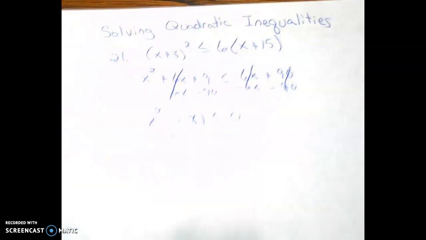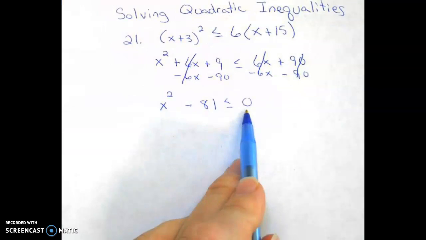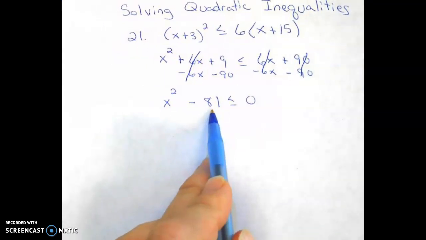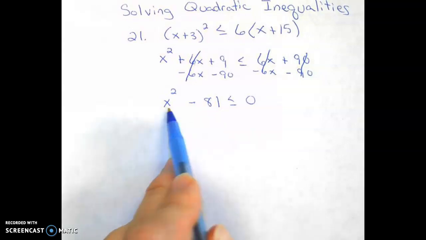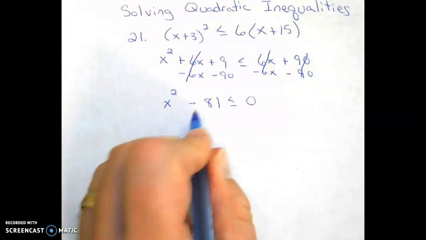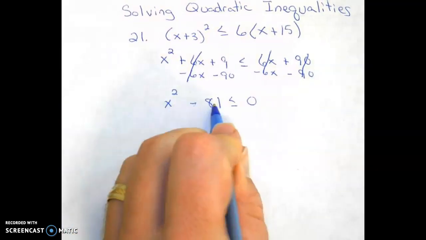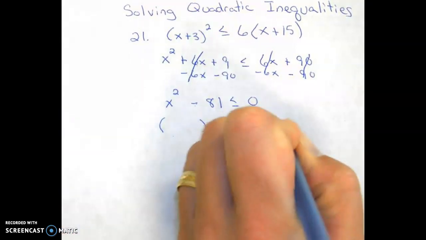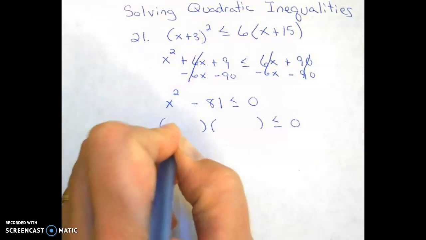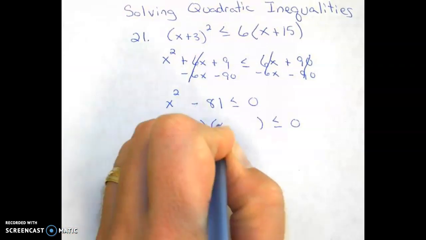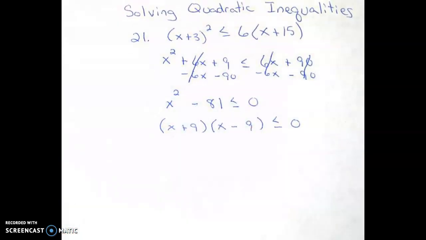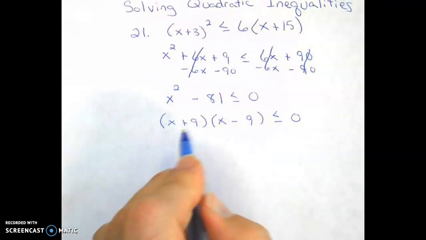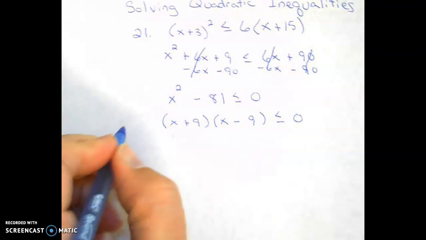Okay, so now that we have our inequality set equal to 0, we're going to go ahead and find the roots. So to find the roots, we need to solve this. Since we have a difference of two perfect squares, we can go ahead and break that up to x plus 9 and x minus 9. And then we set each factor equal to 0 and solve for x.